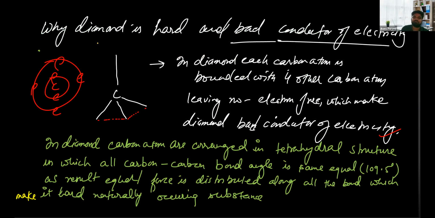Next one is why diamond is hard and a bad conductor of electricity. So let me explain what is special about tetrahedral structures. First of all, for example, if a carbon needs to make bonds with four other carbon atoms, it can make bonds in a prototype like this, where all the atoms are in a plane, a square plane. And it can make bonds in a tetrahedral structure, like this, like a tripod. Or we can make it this way.